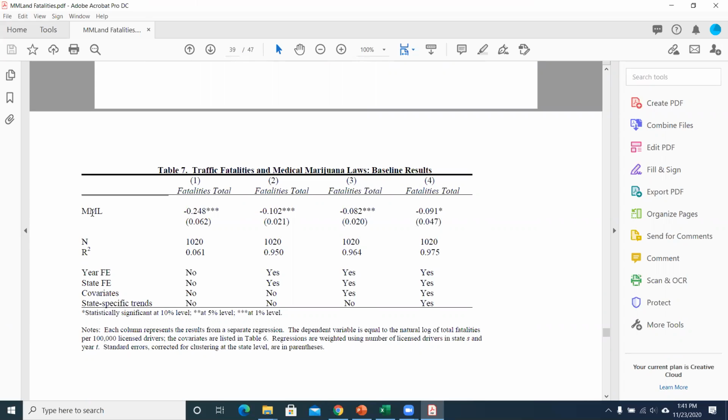So what's the effect? And like I said, they are presenting these already as the percentage point changes, right? So if the state has medical marijuana legalized, here's the percent change we would expect in the traffic fatalities. So in these papers, and we'll look at a few after Thanksgiving as well, they give you the standard error and the coefficient.